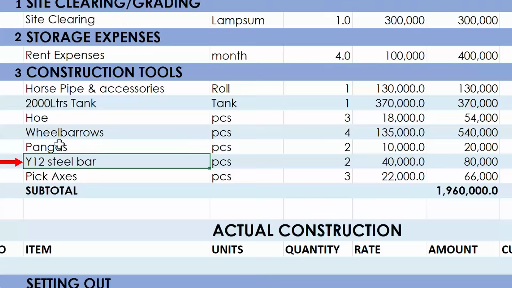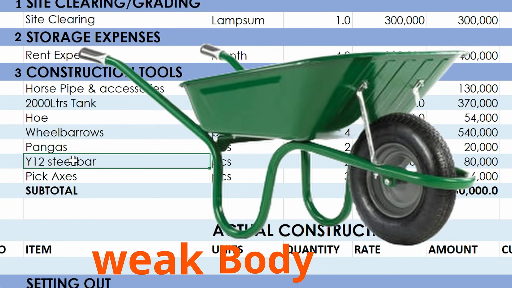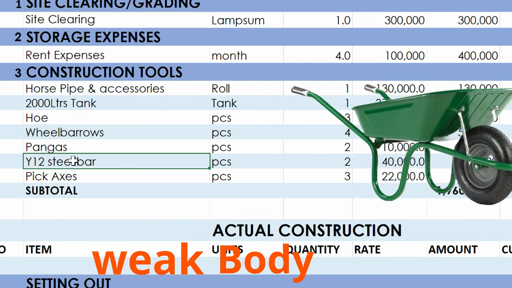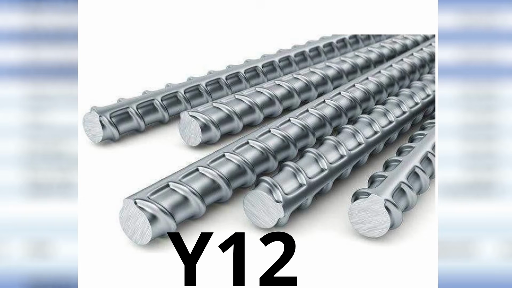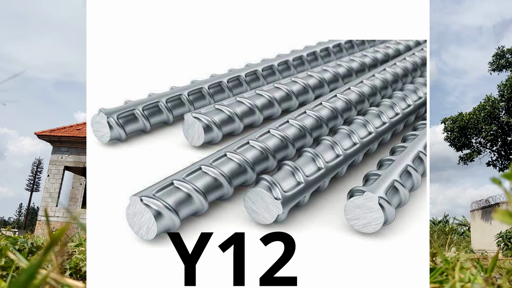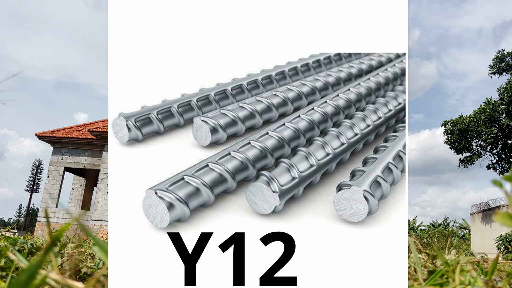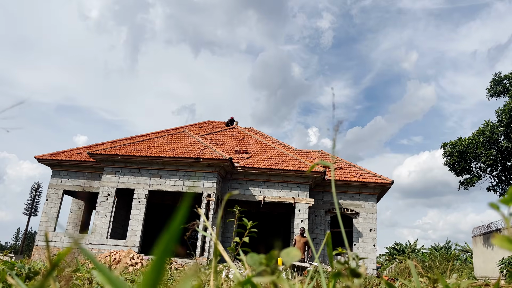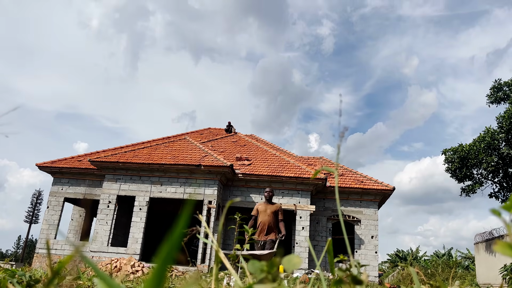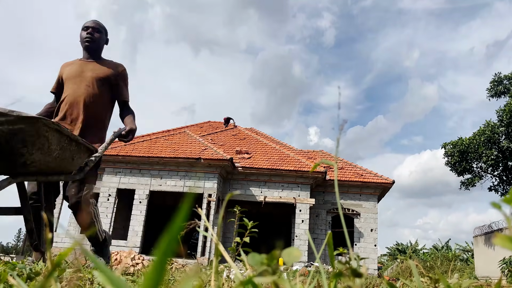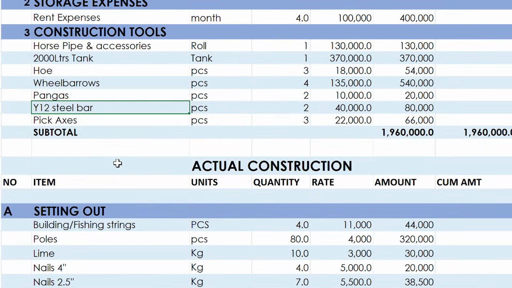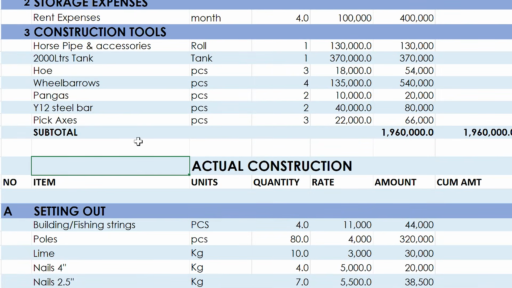Also, you might want to ask yourself what a Y12 is doing in the construction tools, okay? So most of these wheelbarrows that you buy in the market usually have a weak body. So sometimes we buy iron bars. You can buy a Y12 iron bar or two to just pass around the wheelbarrow and reinforce it and make it much stronger, because it's about to do very heavy work, okay? Yes, to not spend too much time on that, we go to the actual construction now, okay?